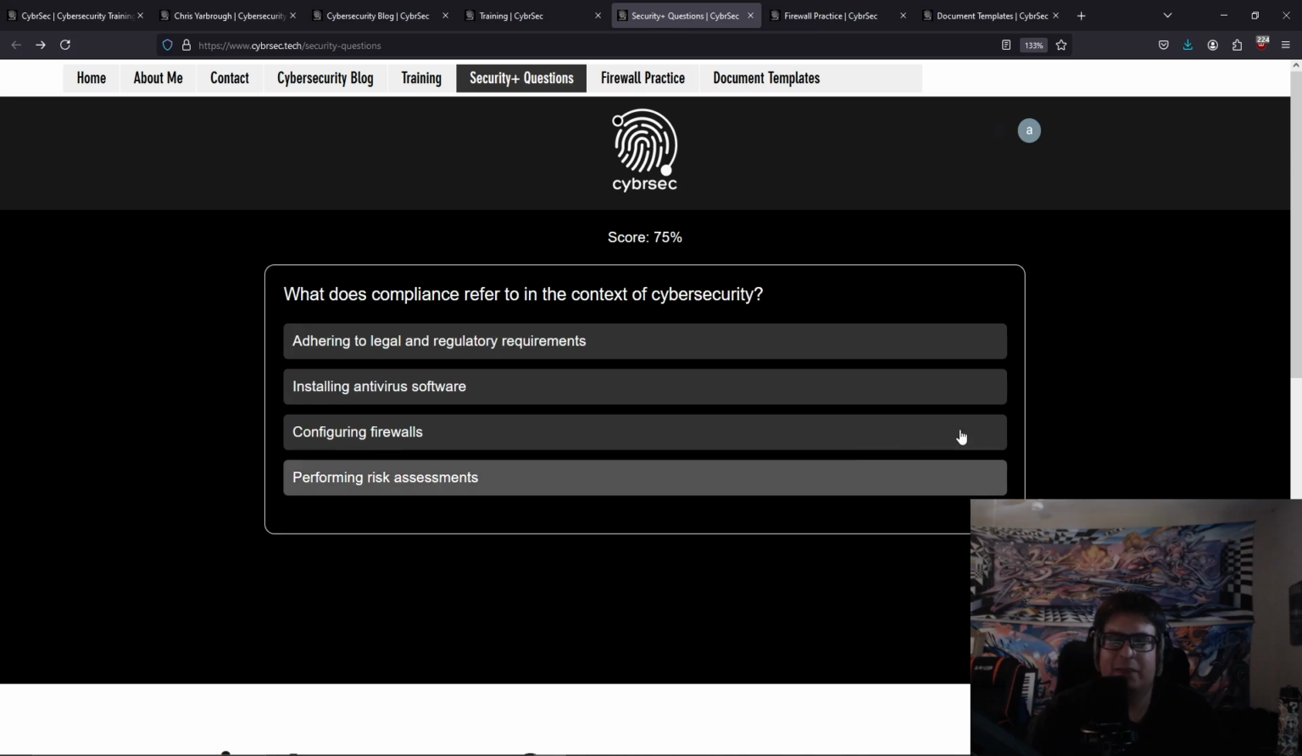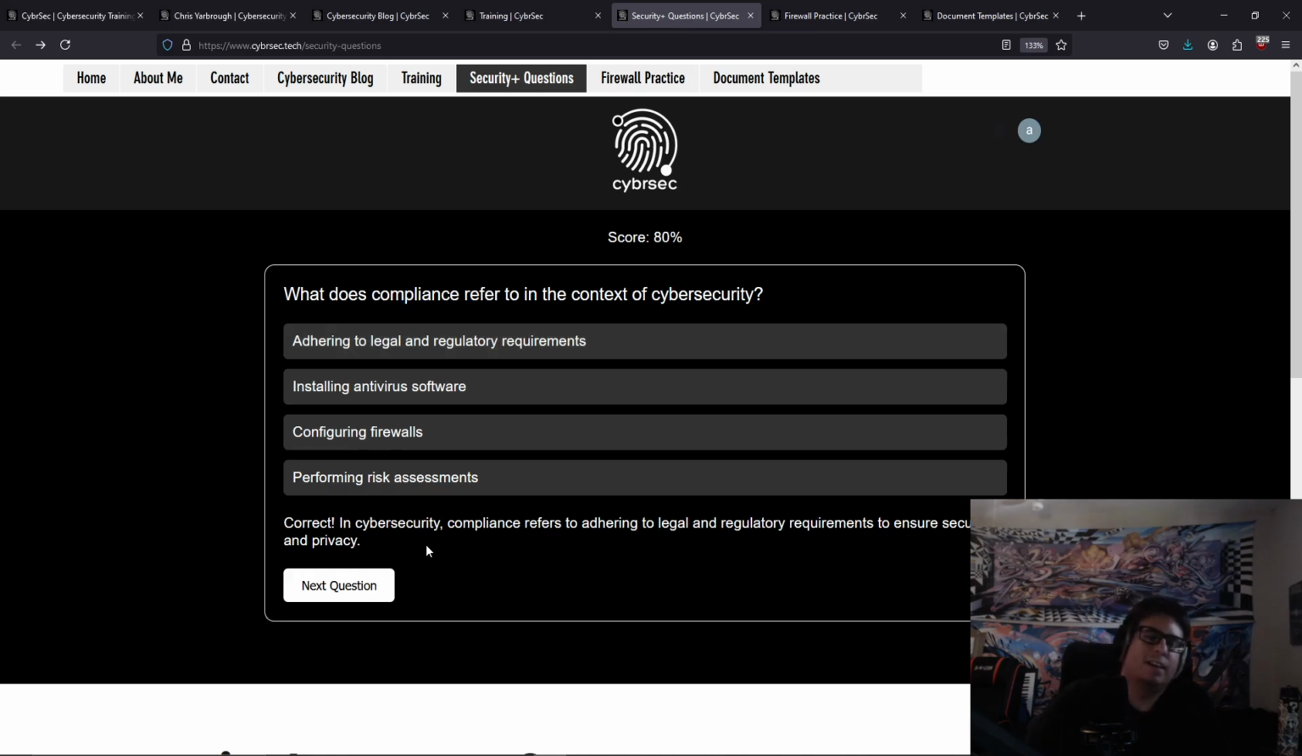Okay, all right. What does compliance refer to in the context of cybersecurity? Compliance usually refers to legal requirements. Correct. Cybersecurity compliance refers to adhering to legal and regulatory requirements to ensure security and privacy.